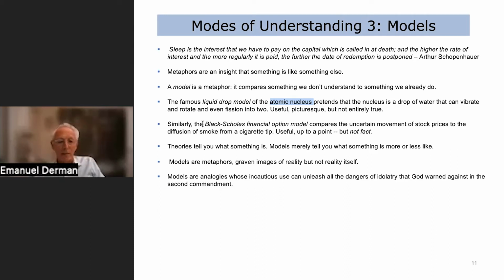In a similar way, the Black-Scholes financial option model compares the uncertain movement of stock prices to the diffusion of smoke from a cigarette tip. It says stock returns drift out through the future the way smoke diffuses from a cigarette tip. It's useful up to a point, but it's not true. That's not the way they exactly behave, and it's not fact.